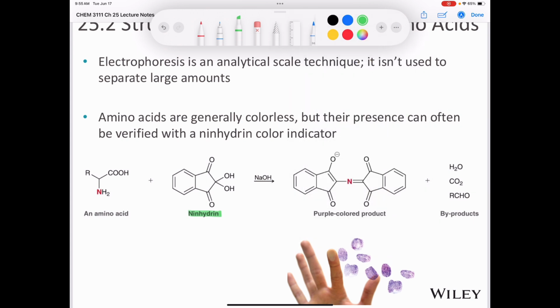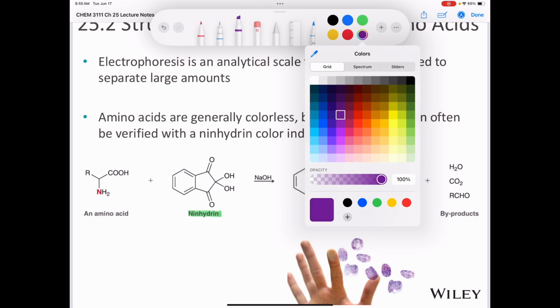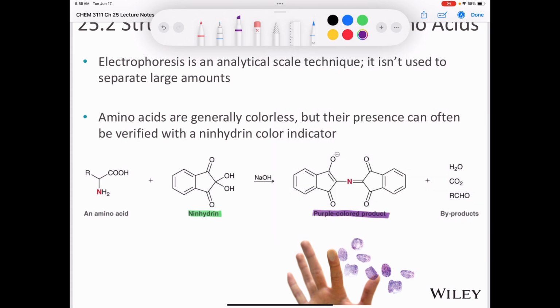So maybe I should try to find a purple highlighter here. Okay, that's close enough.